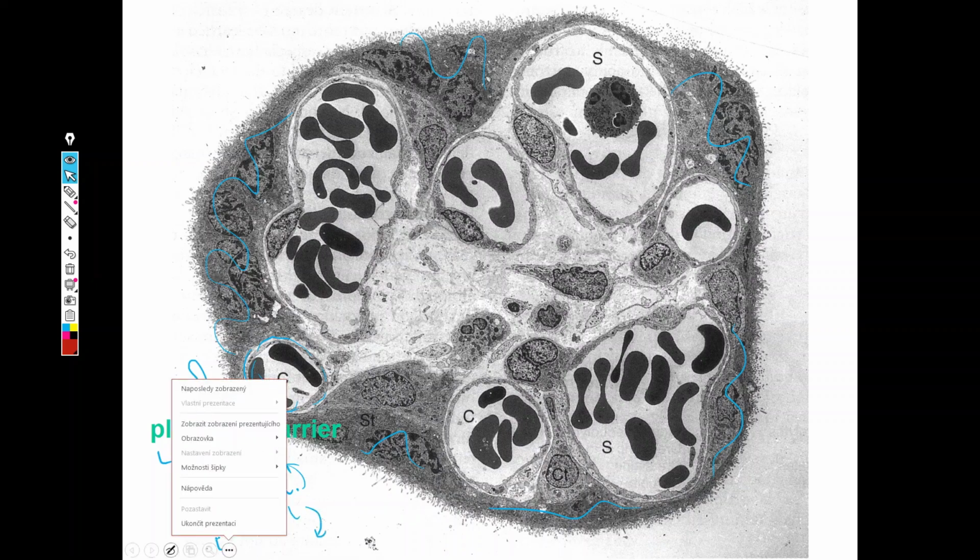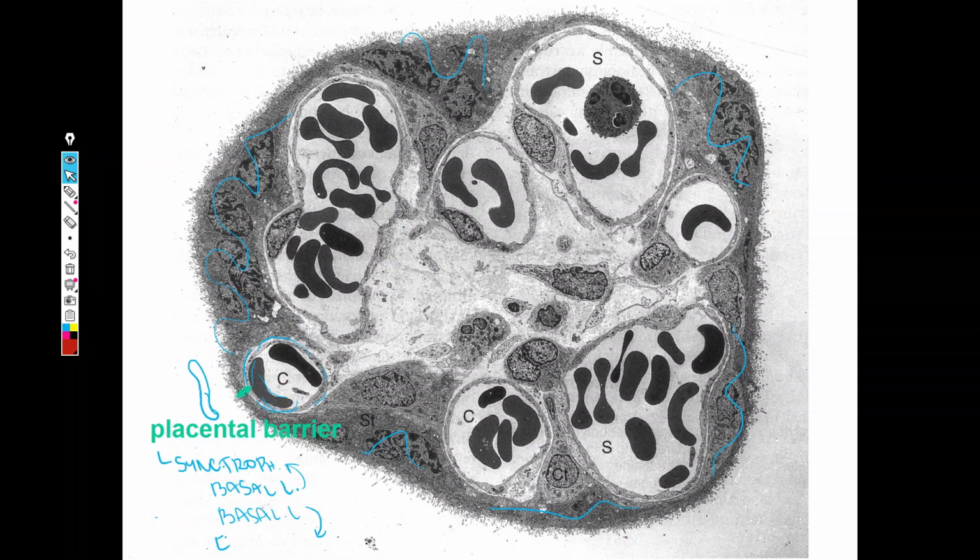to endothelial cells right here. I was writing it too low. Endothelial cells are cells that cover the capillaries, that are inside the walls of vessels. Yeah, so this is really the placental barrier right here. The nutrients and oxygen need to go through the syncytiotrophoblast and the basal laminas here, which are really fused together, and the endothelial cells to get through.